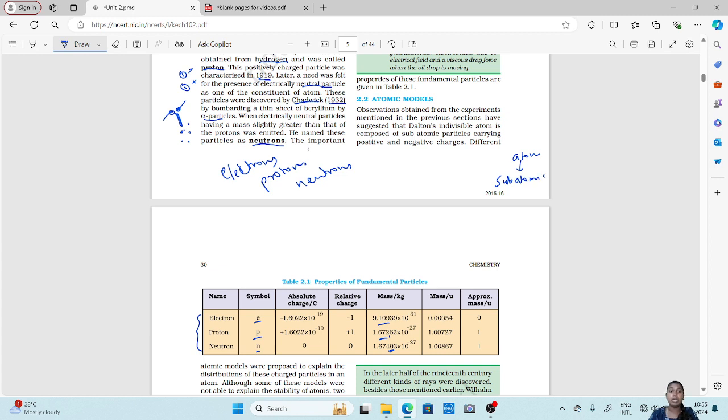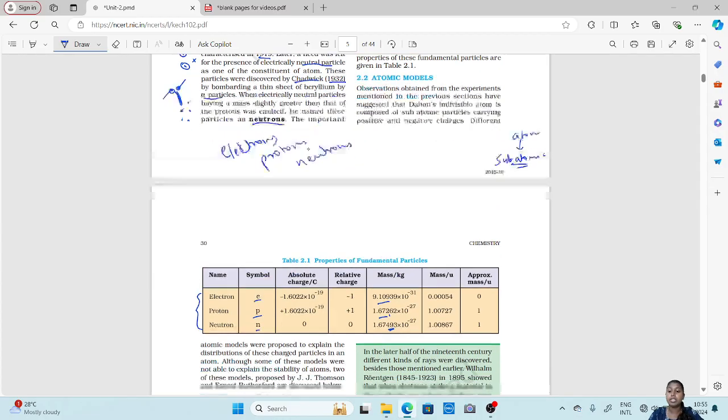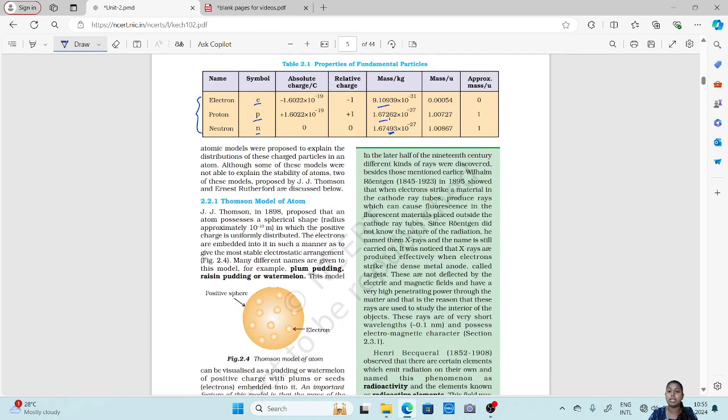So it means that Dalton's indivisible atom, which cannot be further divided as Dalton said, is made up of or composed of these subatomic particles. So different atomic models were proposed to explain the distribution of these charged particles. Now we know that the atom is made up of subatomic particles. But how are these subatomic particles exactly present in an atom? Various atomic models were proposed to explain how these charged particles are distributed in an atom.